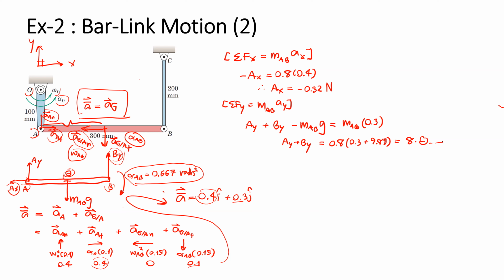About 8.0 something. Yes, we have AY plus BY equal to a constant. We check this again, okay? And for the summation of moment about point A, summation of, sorry.